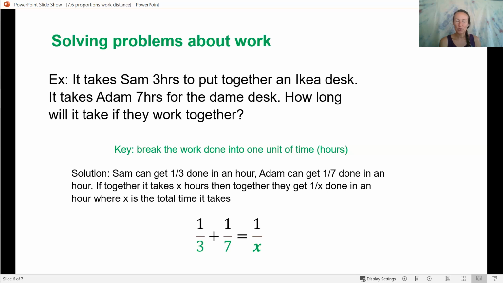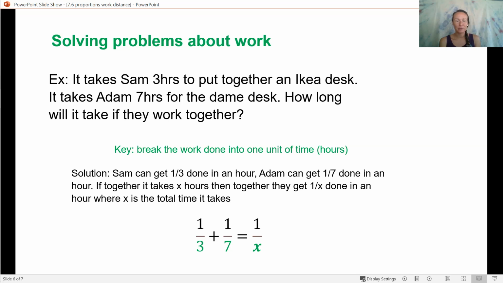So in 1 hour, we get 1/3 of the work is going to be done by Sam. 1/7 of the work is going to be done by Adam. And in 1 hour, we're also going to have completed 1/X, where X is the total hours it takes them together. Okay. So the 1/3 plus the 1/7 is the fraction of the desk that they've completed in an hour. And if it takes them X hours to complete the desk, then 1/X is the fraction of the work that they would have completed in 1 hour. So that's how we can set those two things equal.